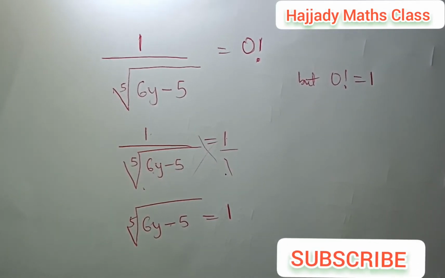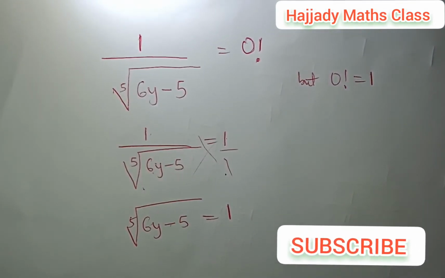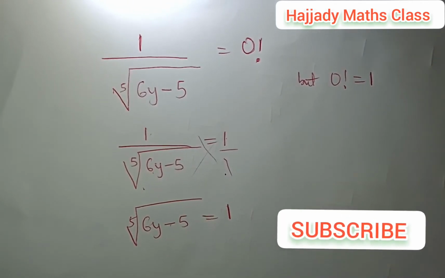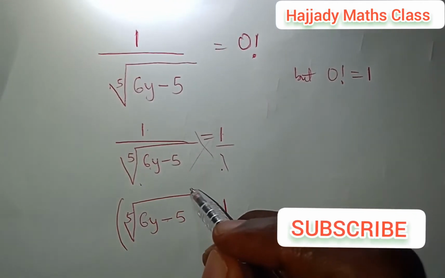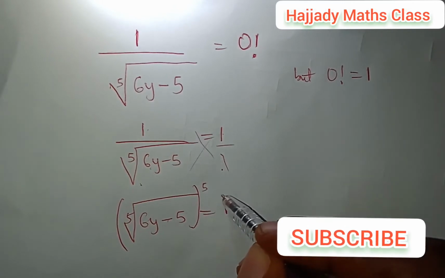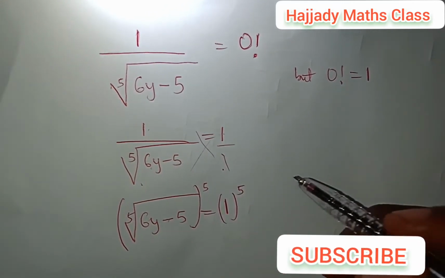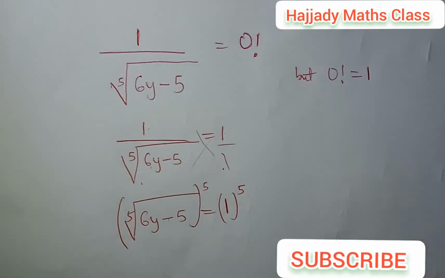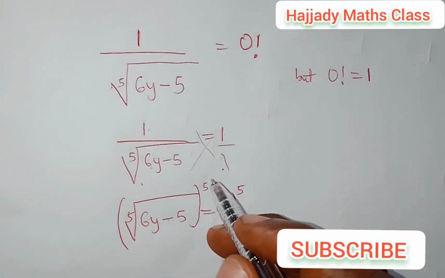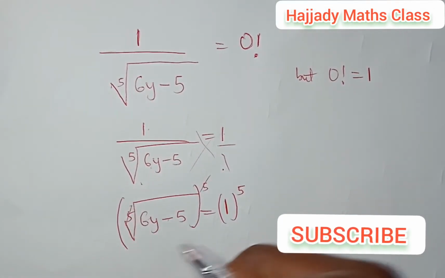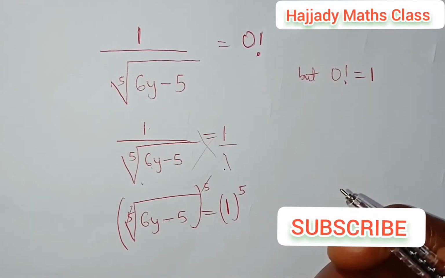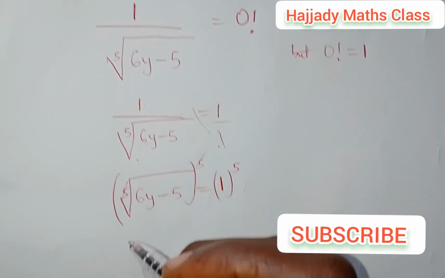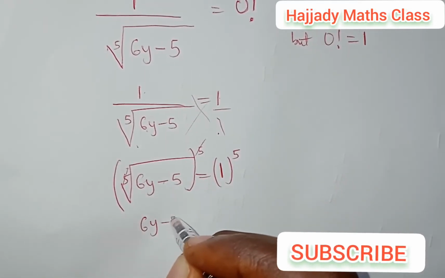And for us to do that, we are going to raise the power of both sides by what? 5. So we raise the power of both sides by 5, so 5 can cancel the 5th root. I hope you know this in indices, okay? So here we have 6y minus 5.